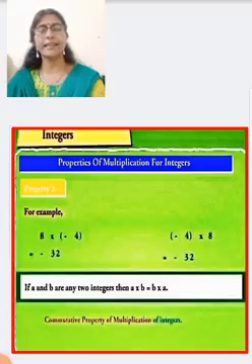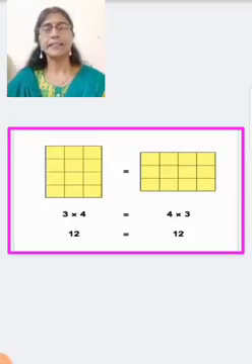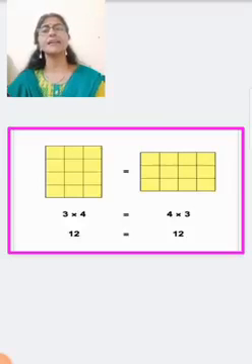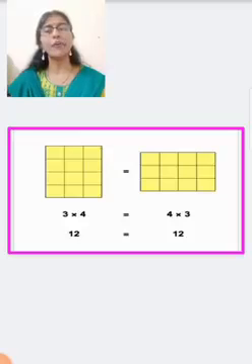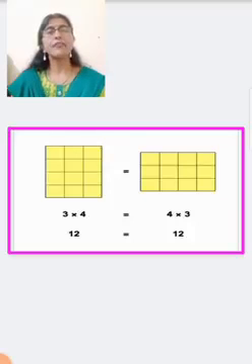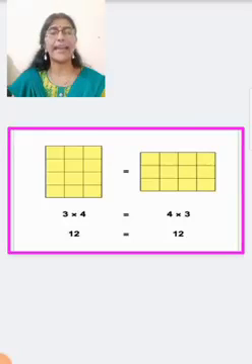Now let us take an example. Here there is a box with 3 columns and 4 rows. That means you can write this as 3 multiplied by 4. That means there are 12 squares in it. Now on the other side you can see it has 4 columns and 3 rows. So it will be 4 multiplied by 3. Again here we will get 12. So on both sides you can see the number of squares is the same.